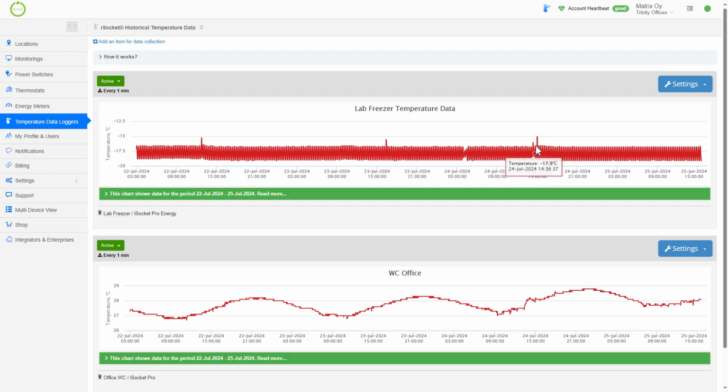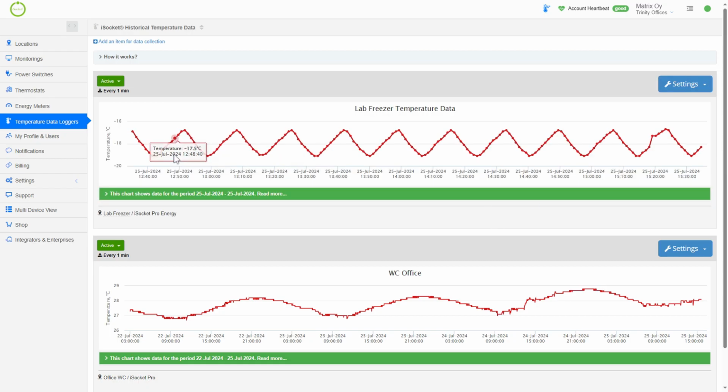That's when you open the door, some spikes, but in general, it holds the temperature at about minus 17. And you don't want to set notifications to something like minus 16, because you will get them when you open the door. But you can see maybe above minus 15, minus 13, you can set notifications. I see that is the new freezer, by the way.